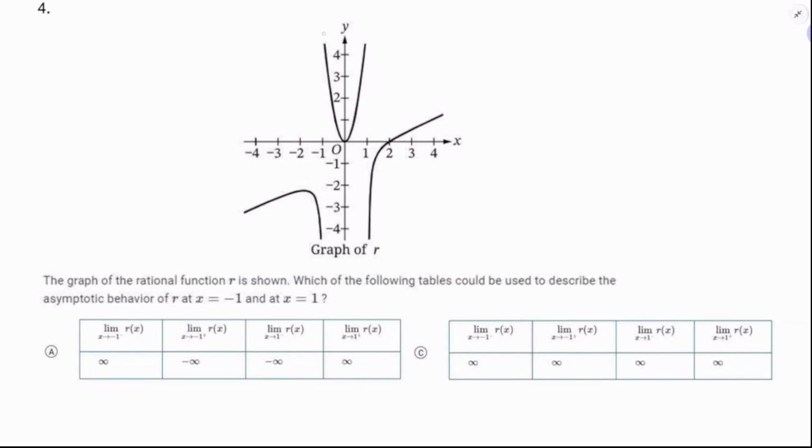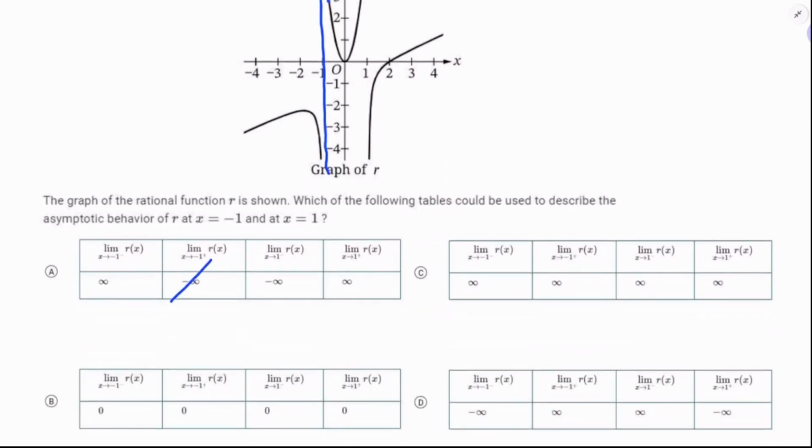As x approaches negative 1, maybe I'll do that one in blue. I approach from the positive side and I'm approaching positive infinity. So negative 1 from the positive side is positive infinity. That's wrong. Okay, so negative 1 from the positive side, positive infinity; negative 1 from the positive side, positive infinity. The approach is 0.